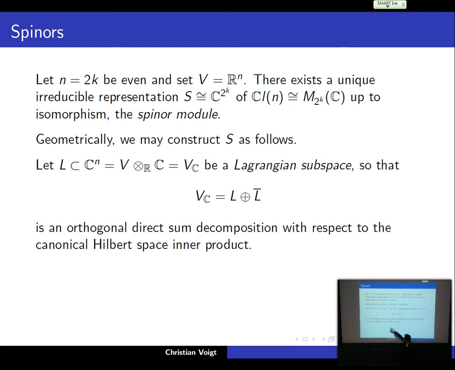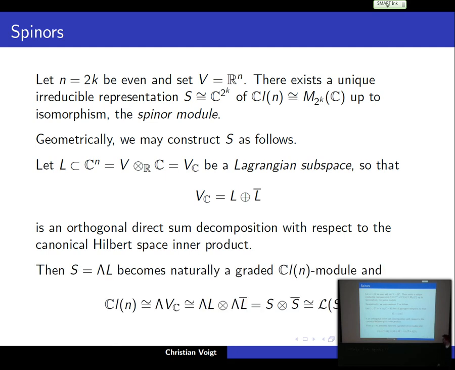This direct sum is now orthogonal with respect to the Hilbert space structure. Anyway, so once you do that, you can just take as your spinor module the exterior algebra of L, and on that the elements of V_C act as creation and annihilation operators as usual, and using that, you can write down a couple of identifications. So the Clifford algebra, as a vector space, is just the exterior algebra of V_C.